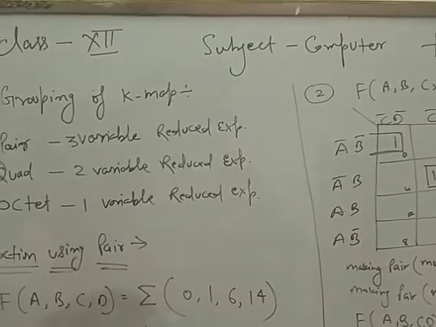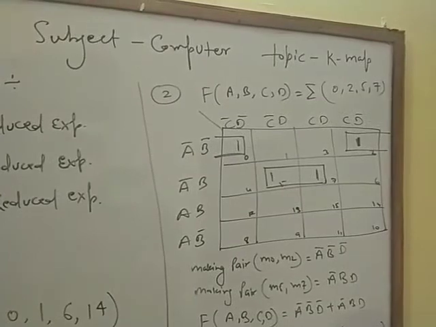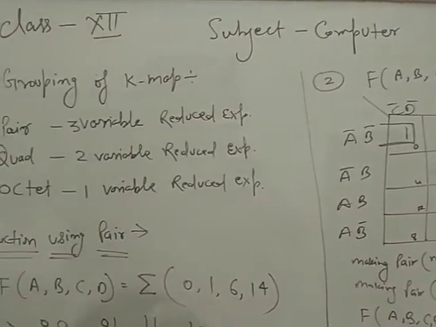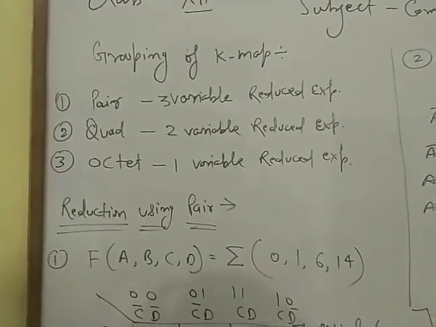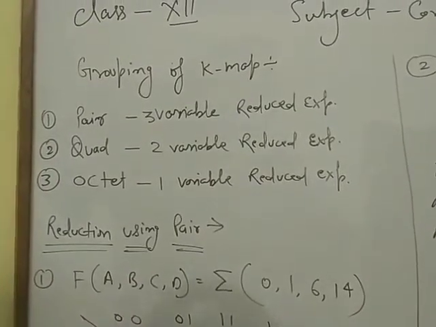We are going to start our same topic. The topic is K-map, and today we will learn the importance of K-map, how to reduce a Boolean expression. There are three methods to reduce a Boolean expression, and that process is known as grouping. So grouping is done in three ways.